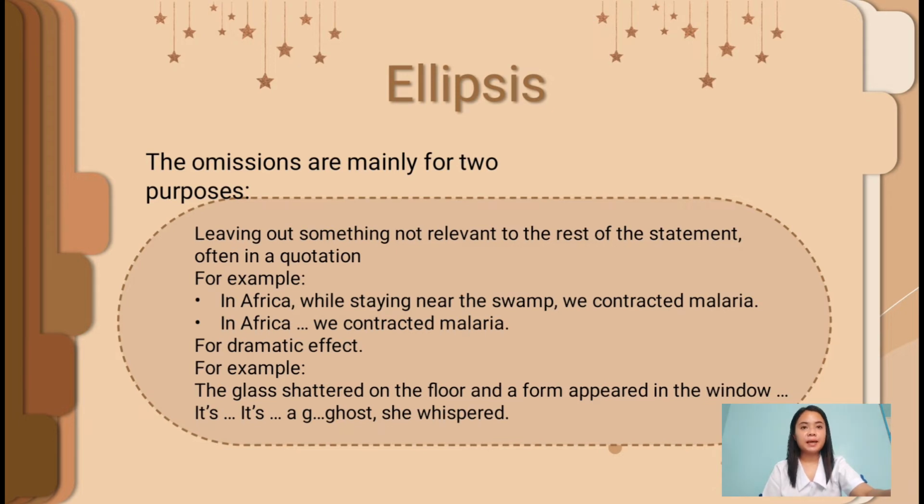Another purpose is for dramatic effect. So the example of dramatic effect: the glass shattered on the floor and a form appeared in the window. So we have the 3 dots rather. So in applying ellipses for dramatic effect, we have it's a ghost, she whispered. So as you can see, it has 3 dots here. So 3 dots means the ellipsis.